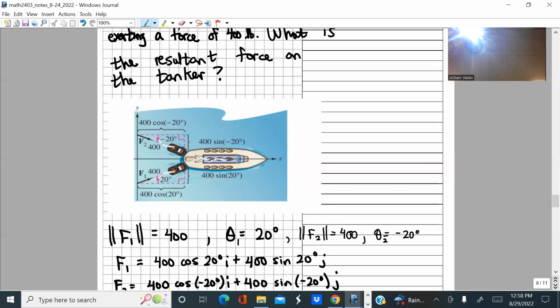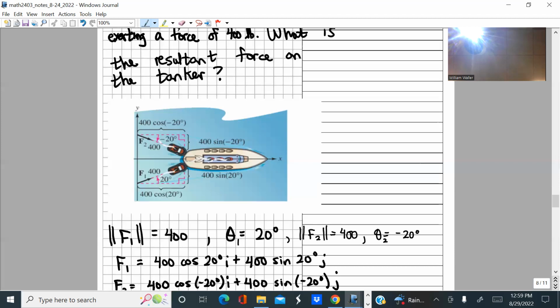That's very easy to do, because you know the direction of this force. It's 20 degrees, because they have nicely shown us in the picture that the direction of this tugboat is 20 degrees. So you can think of the force applied by this first tugboat as this vector: the magnitude of the force, which is 400, times the cosine of the direction, plus the magnitude of the force again times the sine of the direction.